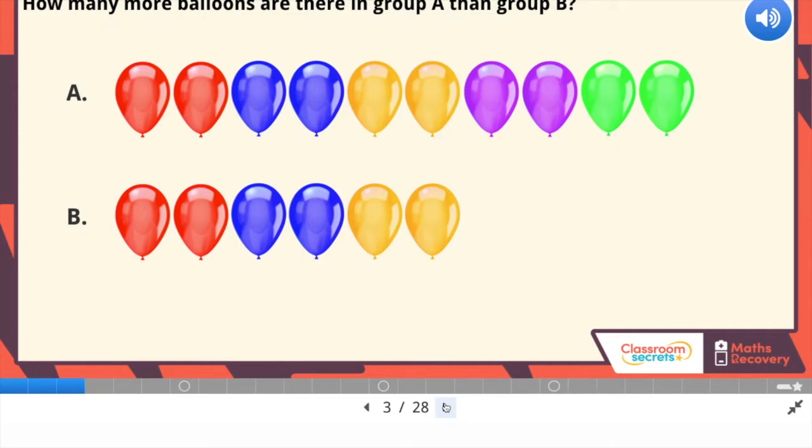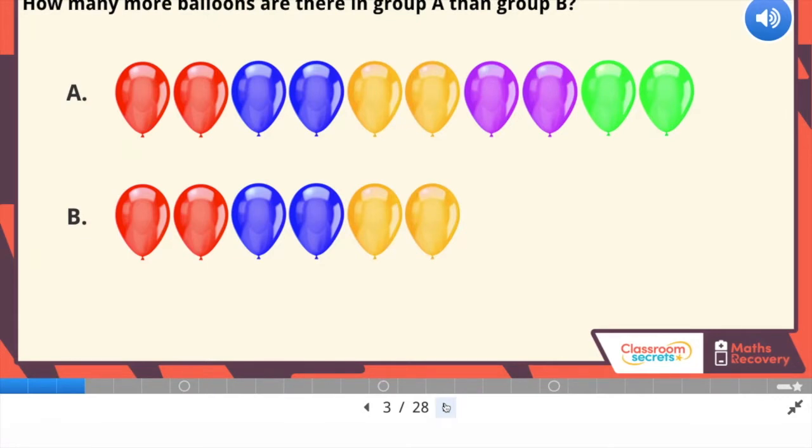The question is, how many more balloons are there in Group A than in Group B? Let's have a look. So we need to count them up. Well, as they're in pairs, coloured pairs, let's count in twos. So for Group A, it's 2, 4, 6, 8, 10. And for Group B, 2, 4, 6. So how many more balloons are there? We just need to find the difference between Group A and Group B.